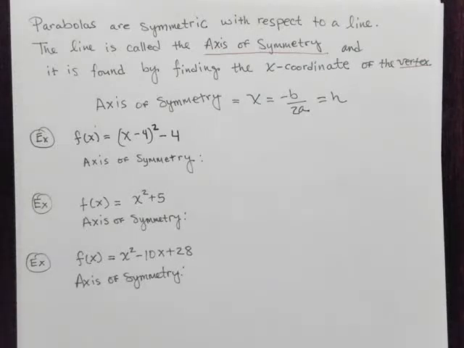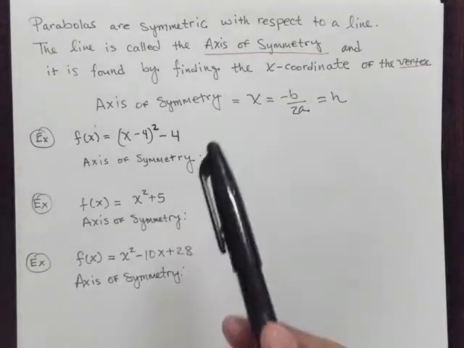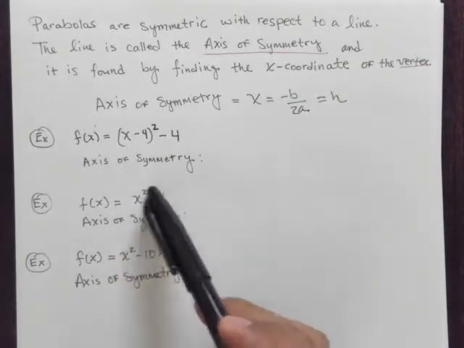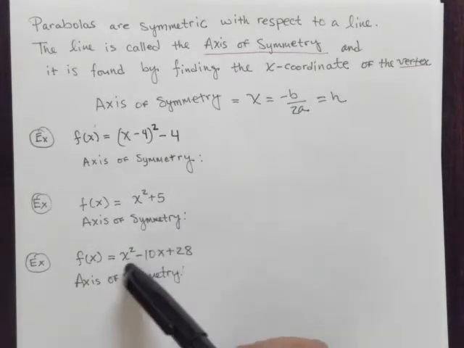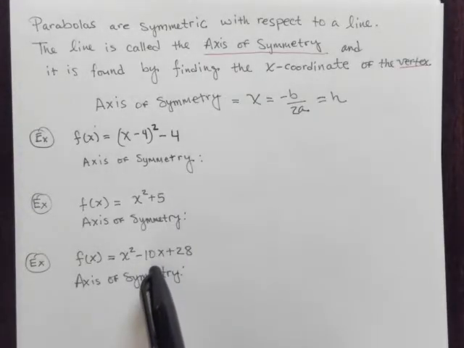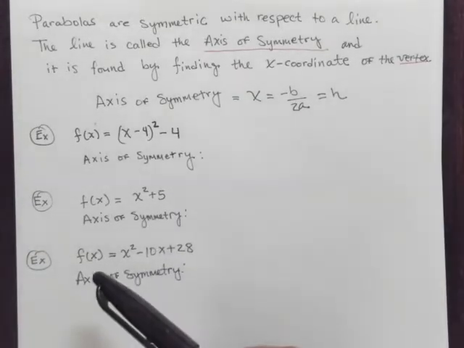Okay, so we're talking about axis of symmetry, or axes in this case since they're plural, axes of symmetry of quadratics. So we've got three quadratic functions. We've got one in vertex form, and two in standard form. And we're asked to find the axis of symmetry, but what exactly is the axis of symmetry?